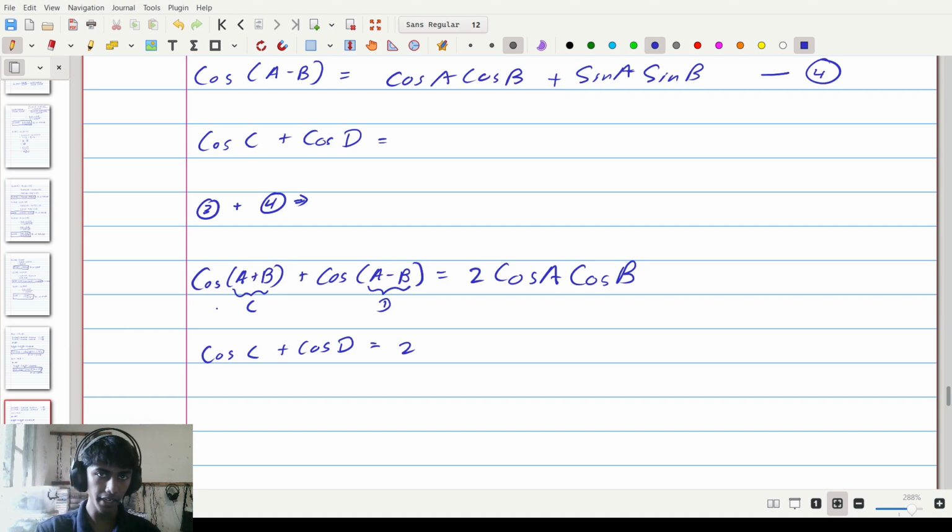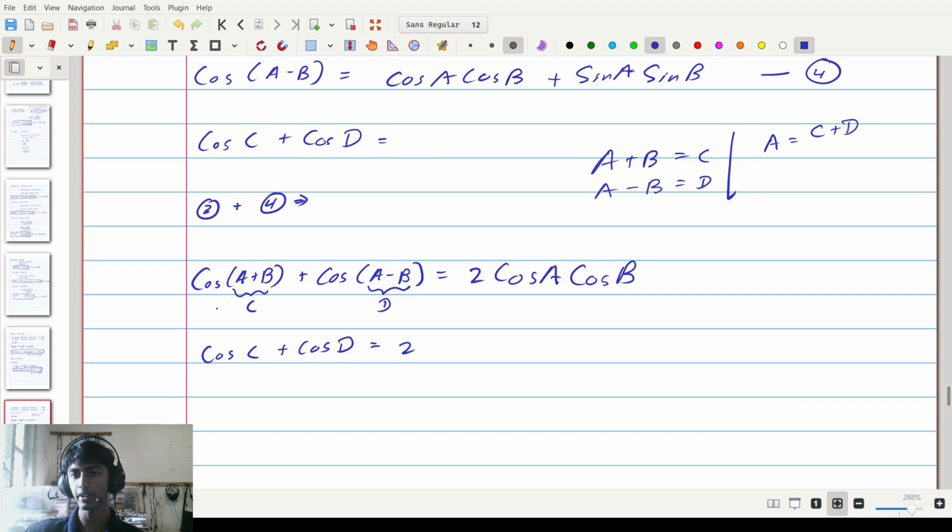Again, these are the exact same two equations that we had above. A plus B is equal to C and A minus B is equal to D, whose solutions are A is equal to (C plus D) divided by 2 and B is equal to (C minus D) divided by 2. So here, substituting these two into the below equation, we can see that cosine of C plus cosine of D is equal to 2 times cosine of (C plus D) divided by 2 times the cosine of (C minus D) divided by 2.